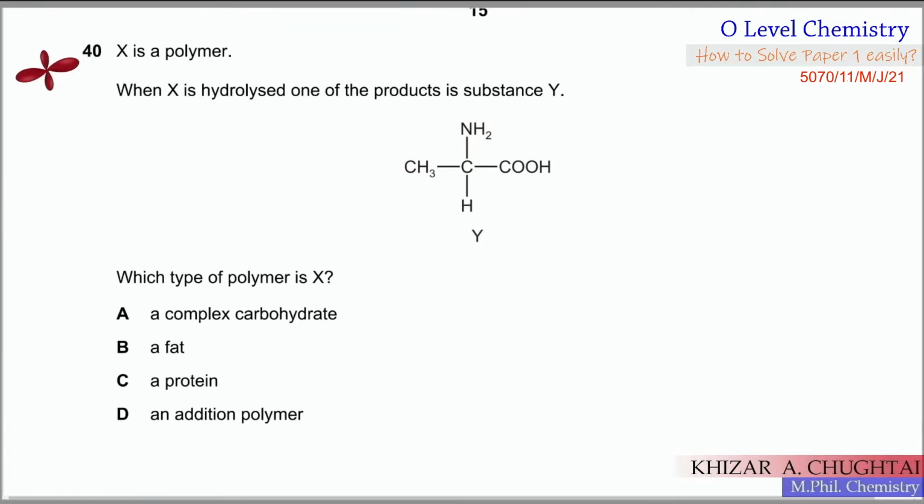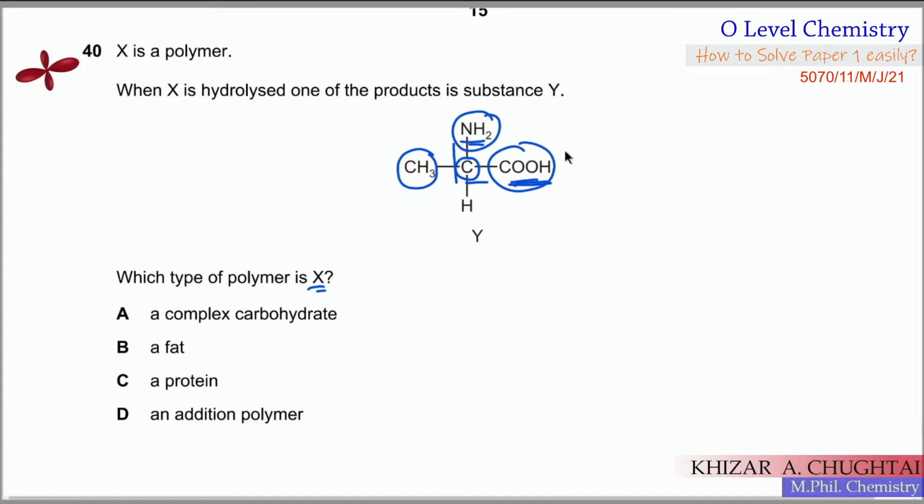Now come towards the last question, question number 40. X is a polymer. When X is hydrolyzed, one of the products is substance Y. This is the Y substance, you can see, and here is the acidic group, the NH2 group, and a carbon. There is another carbon, you can see. So acid, carbon, and NH2 group. Which type of polymer is X?